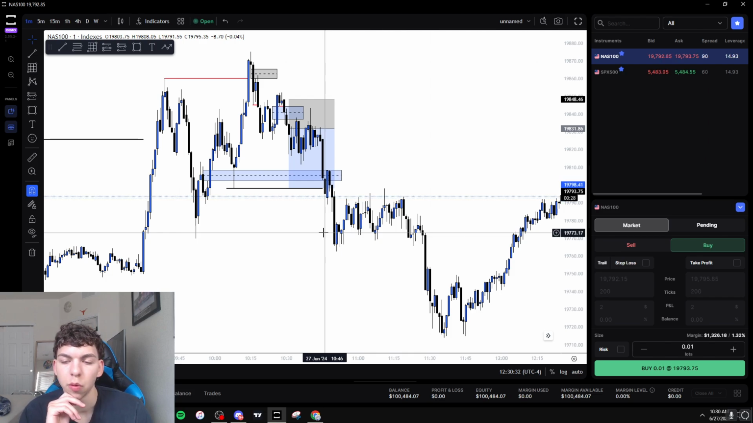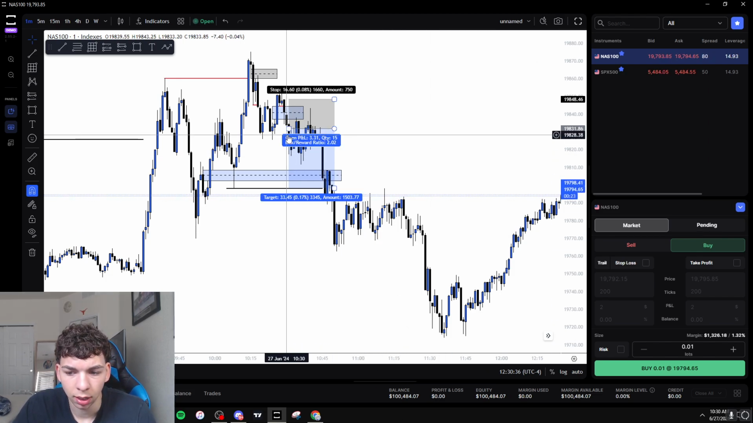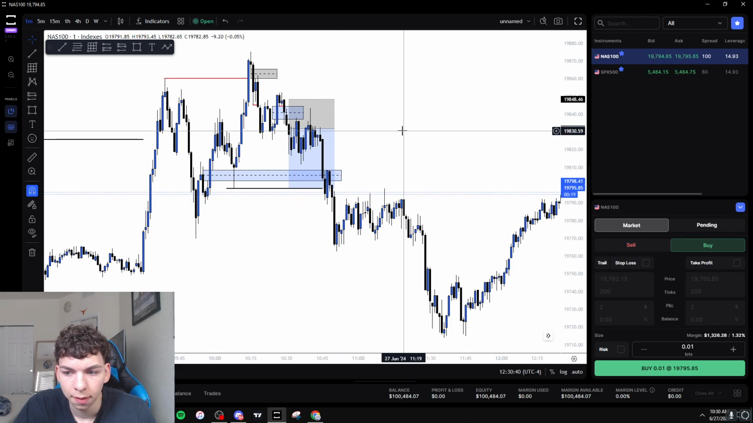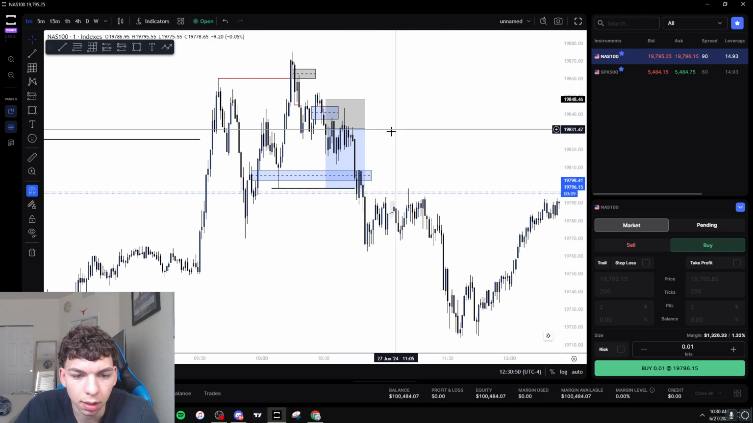And yeah, we risked like 0.7 of our account, and then we obviously hit the 1-to-2. So we won like 1,700 today, and we risked like 800 or 750. So really solid risk management.